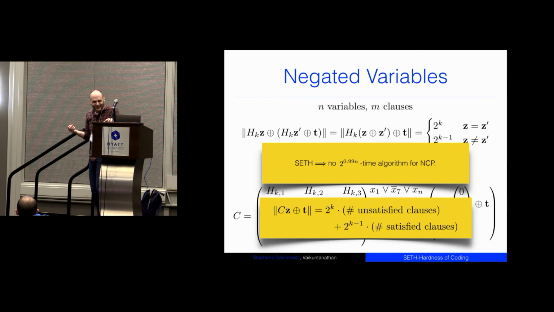In particular, we still have this property that the distance between the target and the code corresponds exactly to the maximal number of satisfiable clauses, and therefore, if SETH holds, there's no 2 to the 0.99n time algorithm for NCP. So I told you it wouldn't be that bad. I think it wasn't that bad.